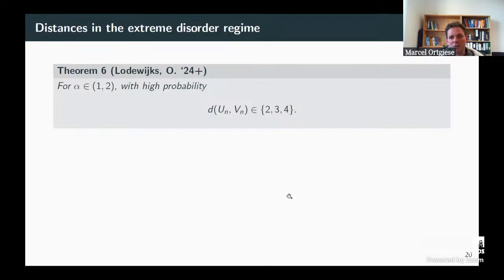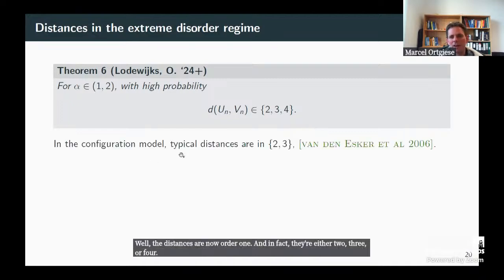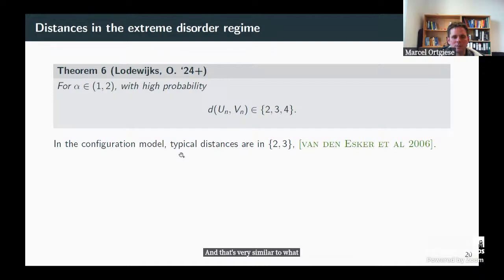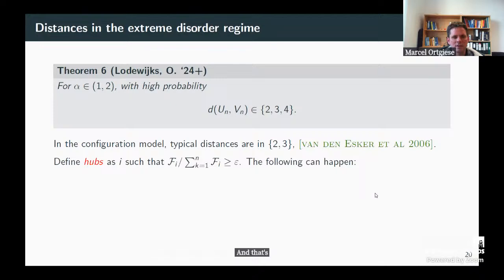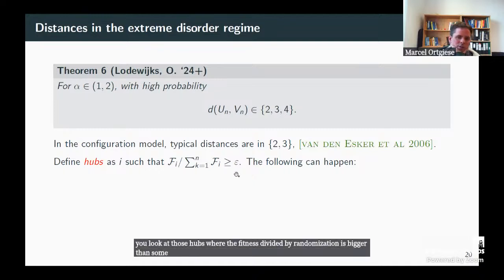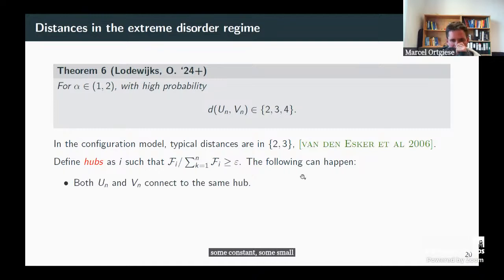Well, the distances are now of order 1, and in fact, they're either 2, 3, or 4. That's very similar to what's happening in the configuration model, where typical distances are either 2 or 3. And how do you see this? Well, in this model, essentially only those vertices with really high fitness matter. If you want to know at time n who you're connecting to, then maybe you look at those hubs where the fitness divided by normalization is bigger than some small constant.